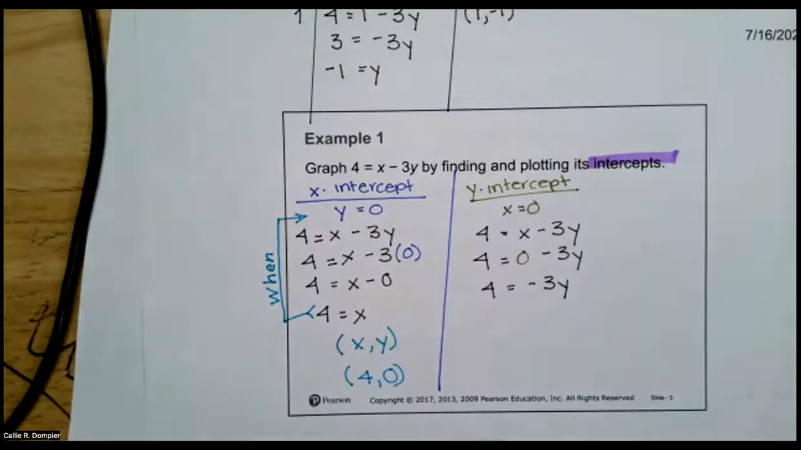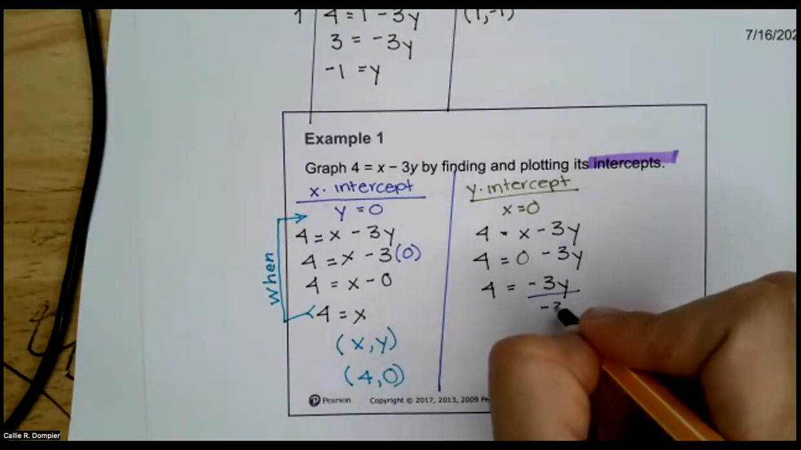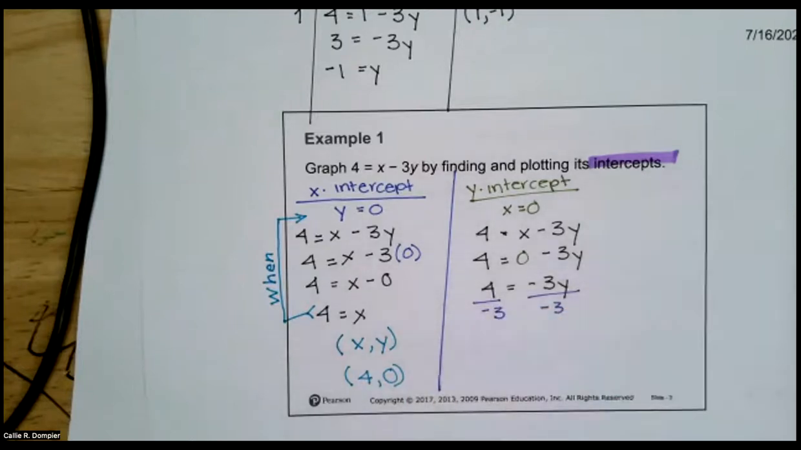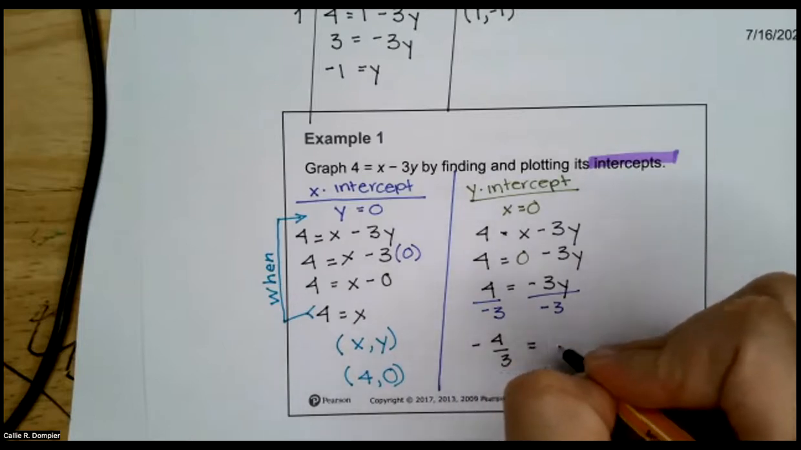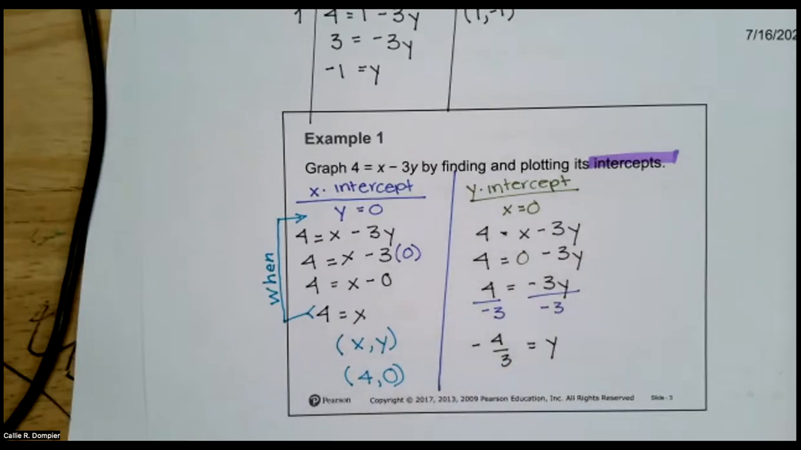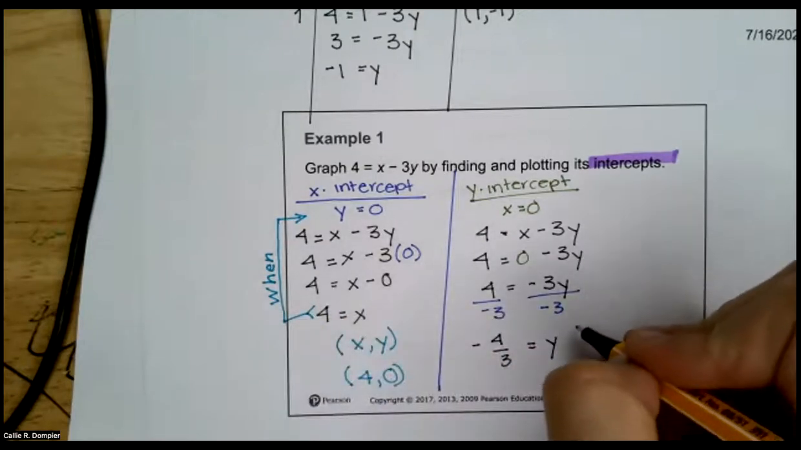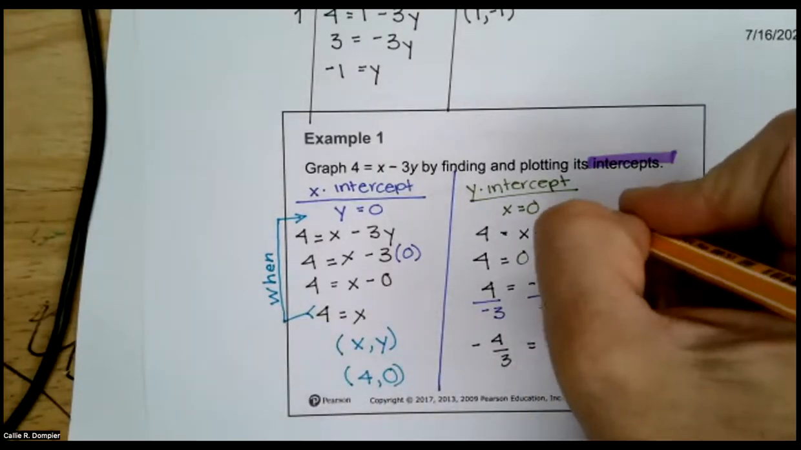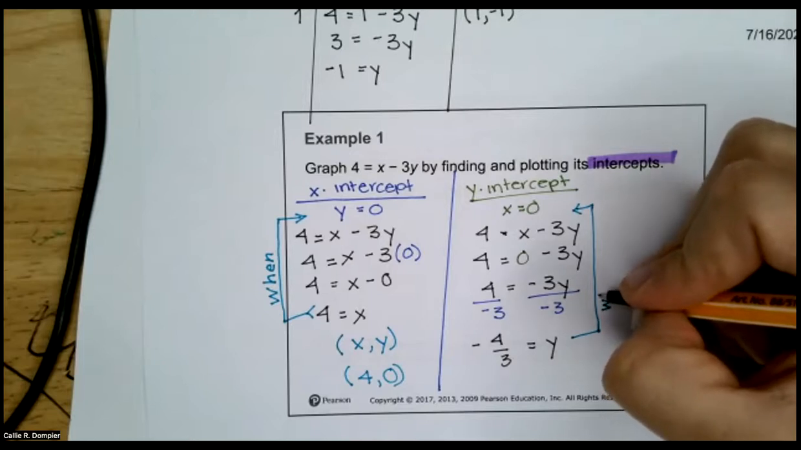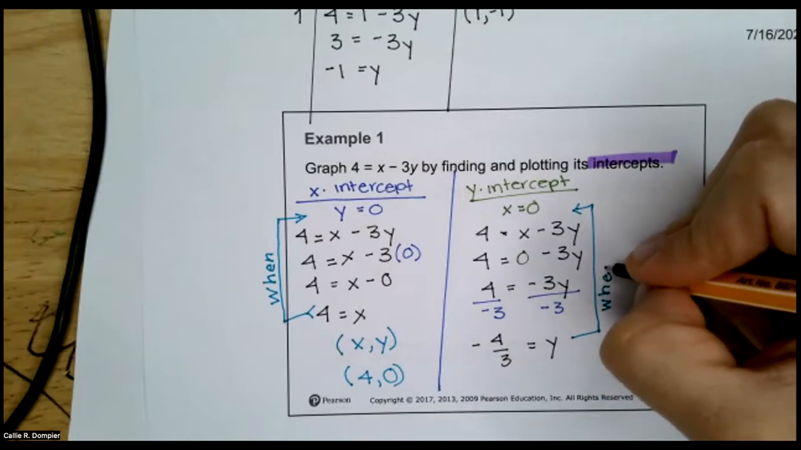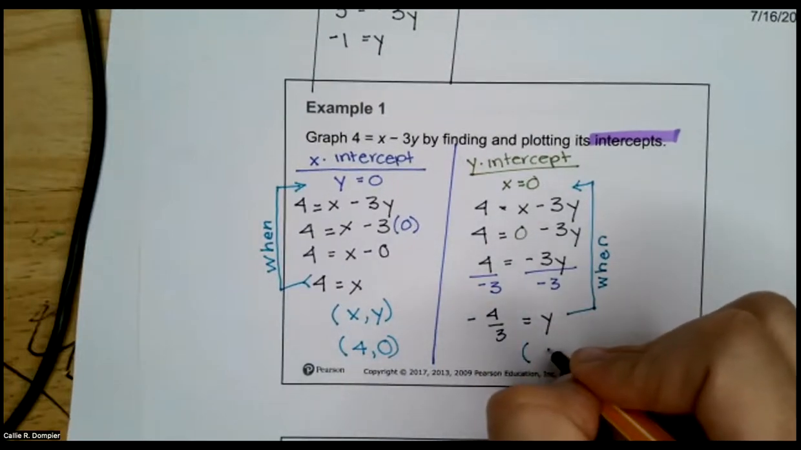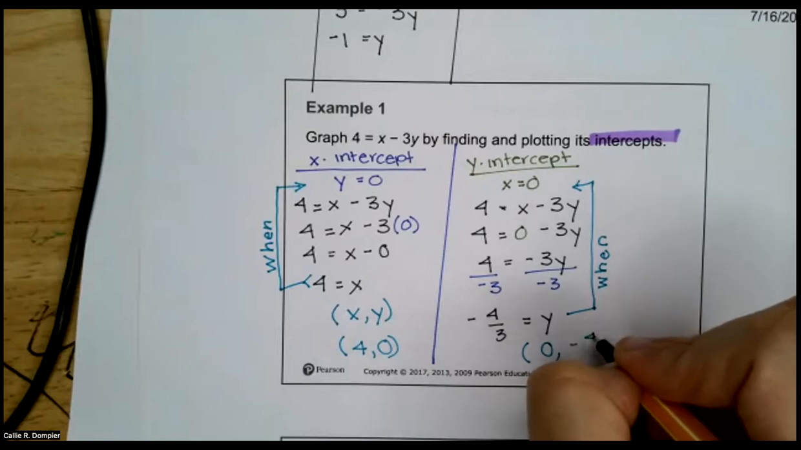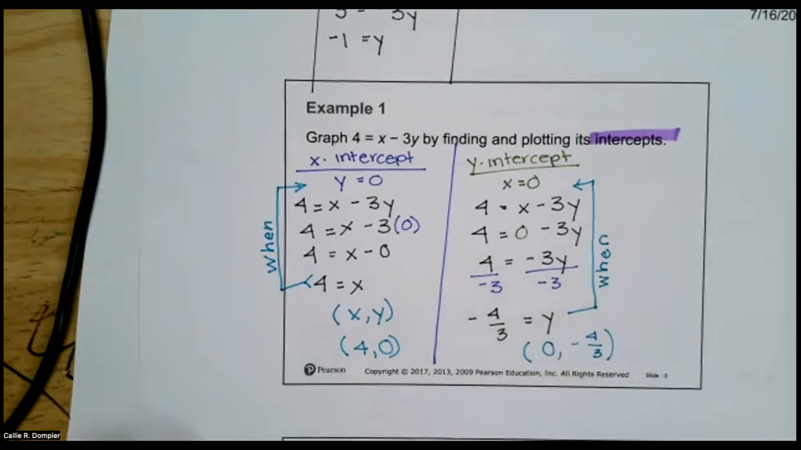To get rid of the negative 3, I'm going to divide by negative 3. So negative 4/3 equals y. Good. And that's just the same as up here. Negative 4/3 is y when x is 0. So in XY format, that's going to be 0, negative 4/3. All right.